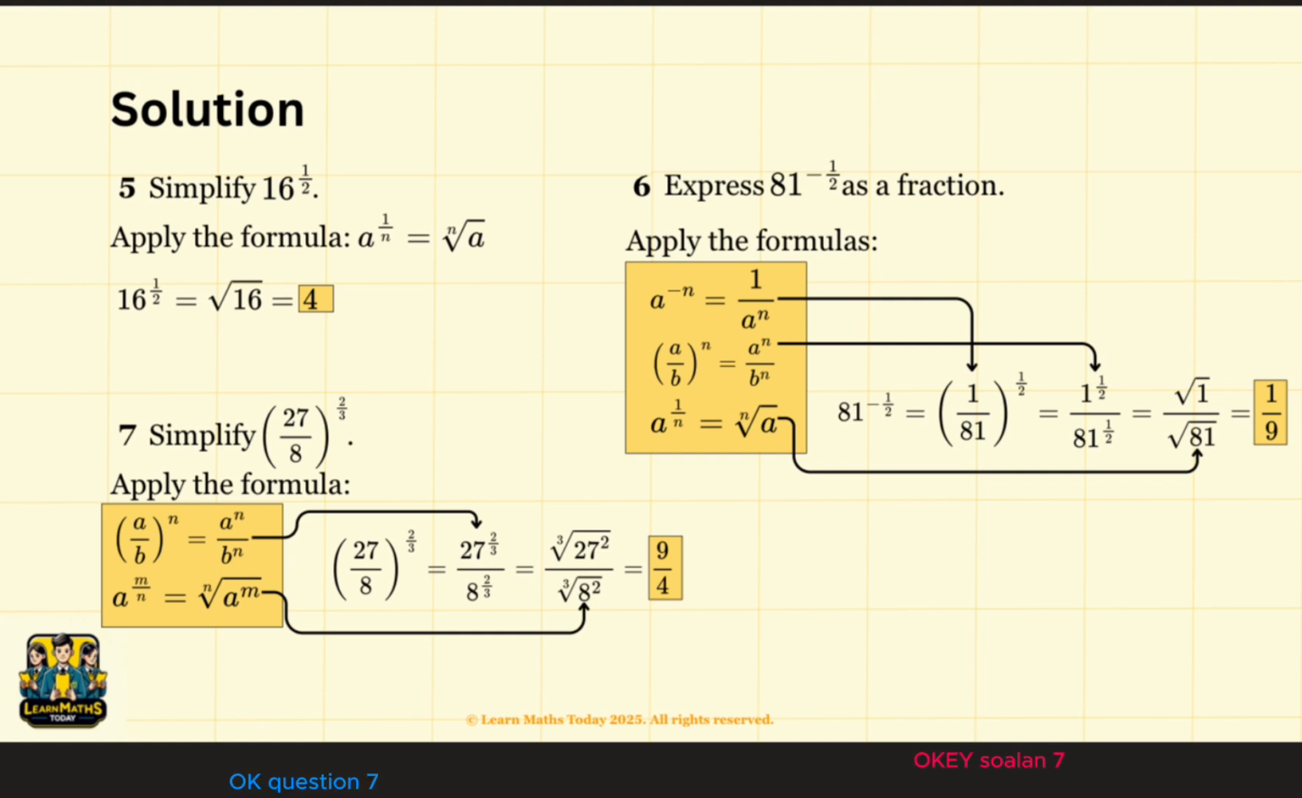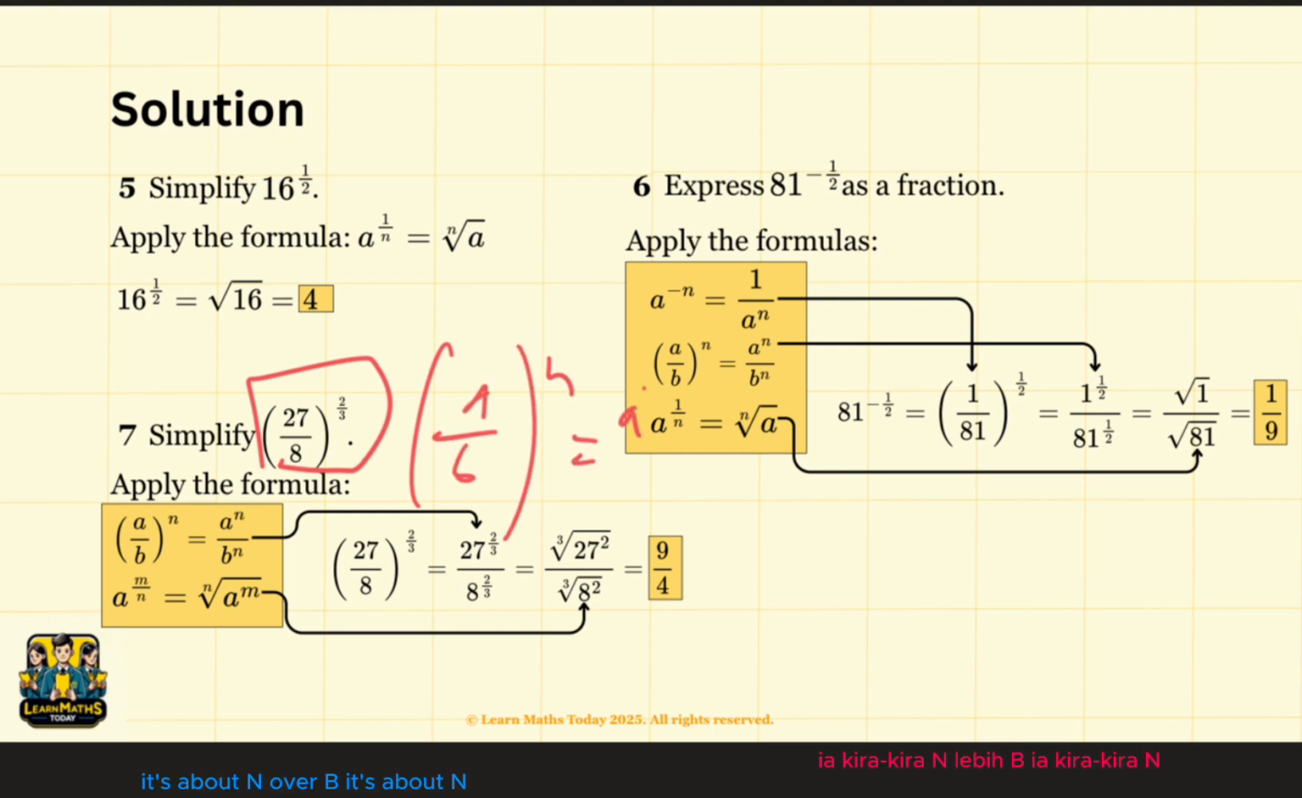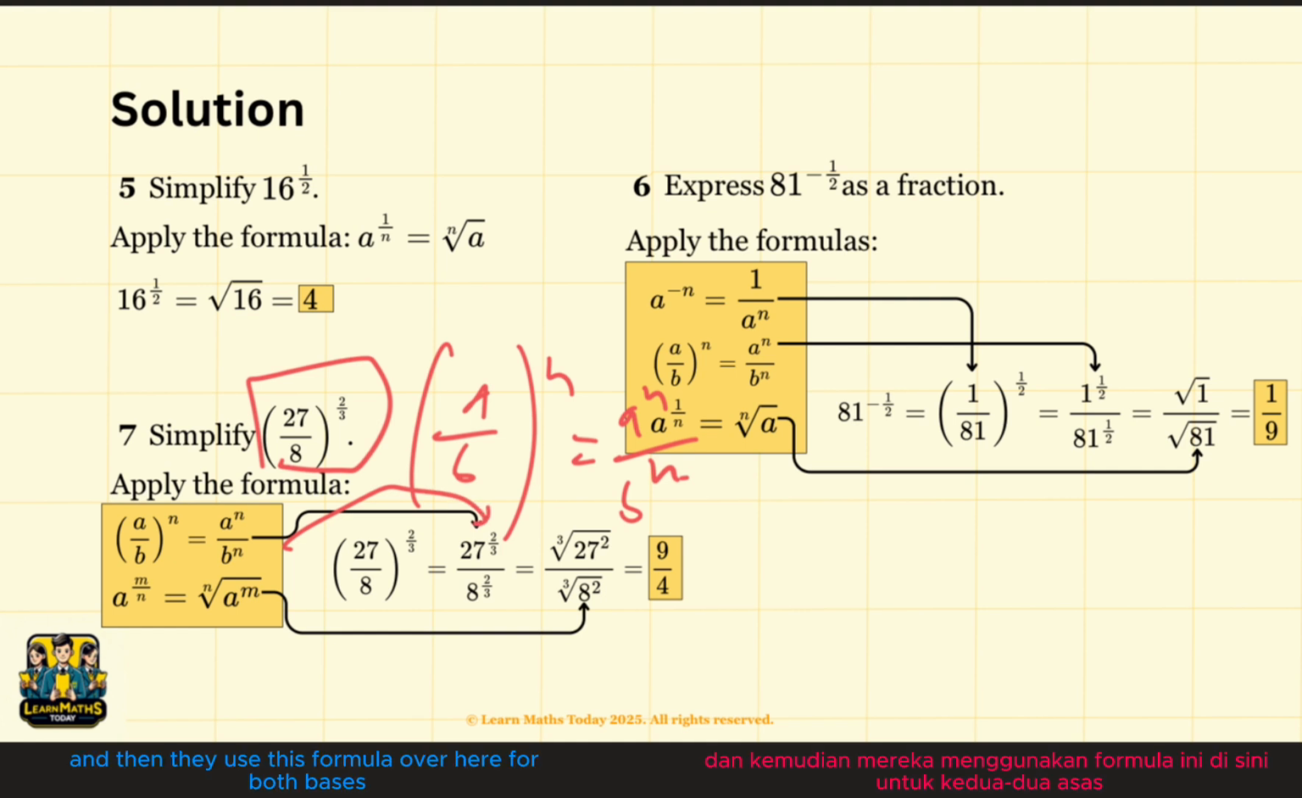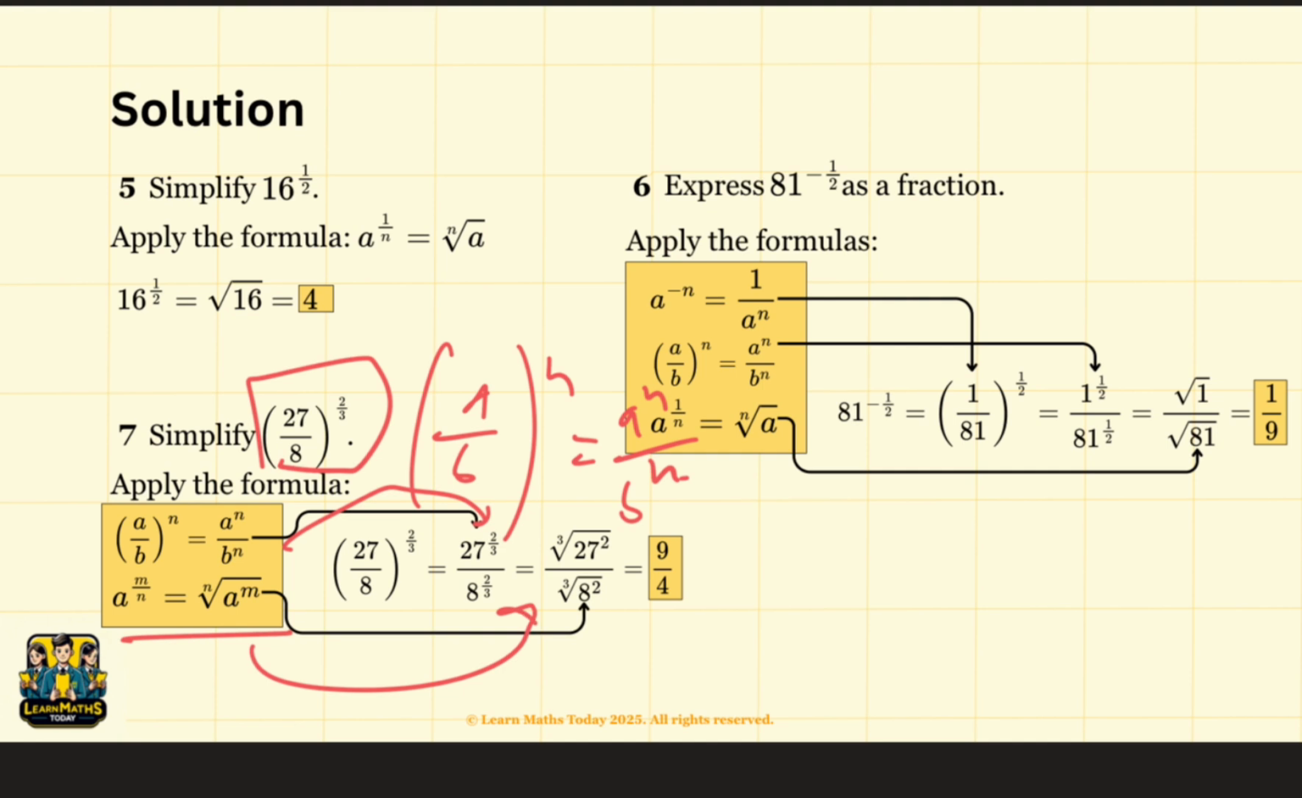Okay, question 7. They asked you to simplify this expression. So we use this formula, a to the power n over b to the power n. As you can see, they used it here. And then they use this formula over here for both bases. So you get this expression. In fact, actually, it's just you squaring the inside, and then you're cube rooting it, the top and bottom. So yeah, you can just use your calculator for this too.